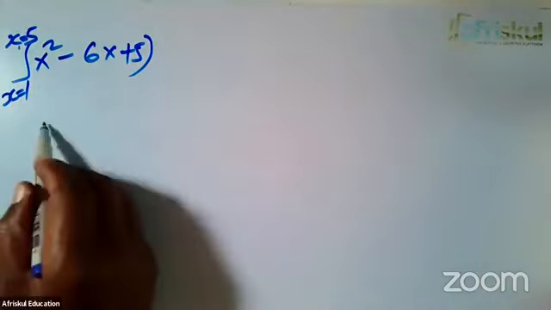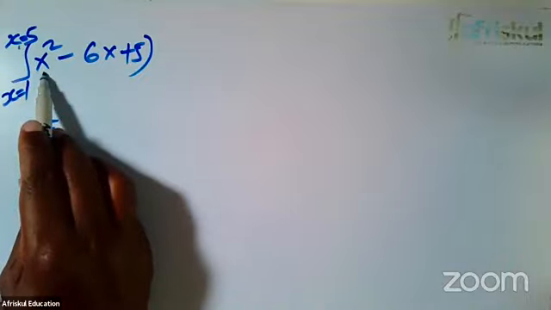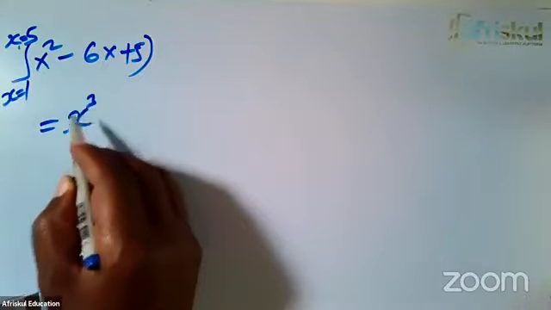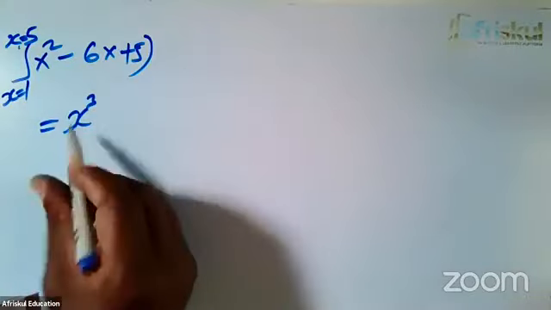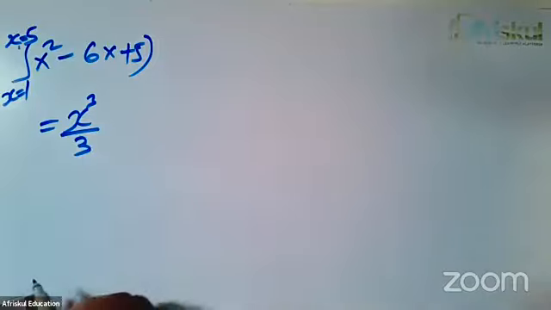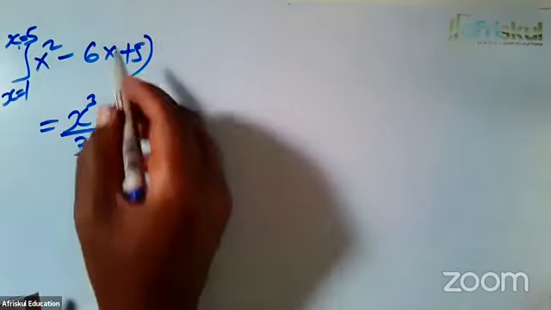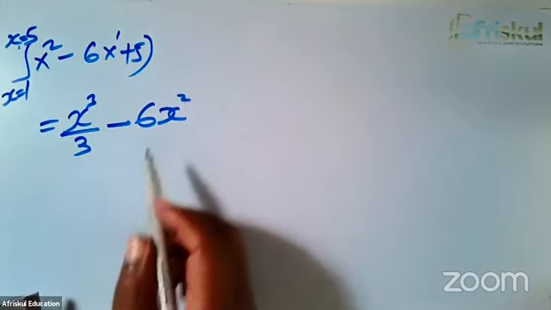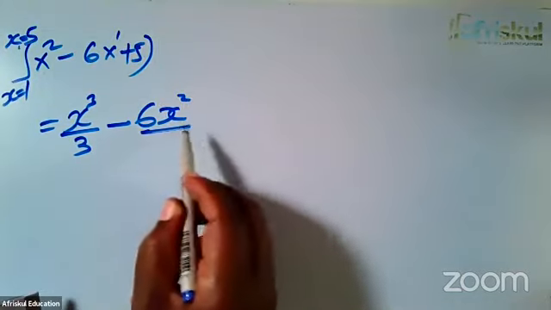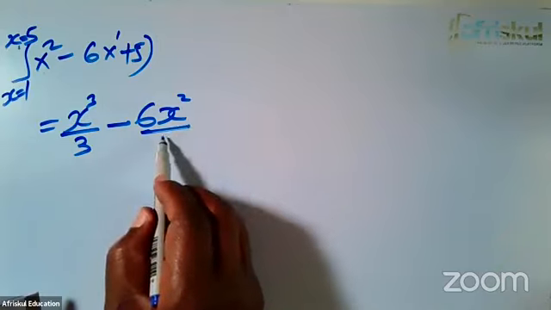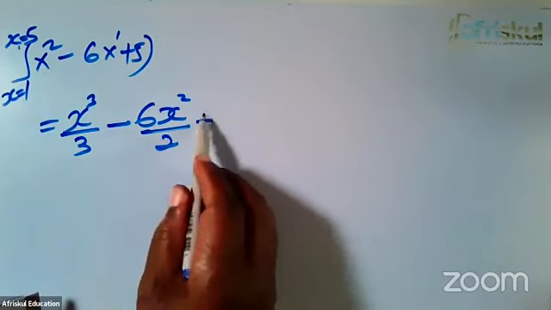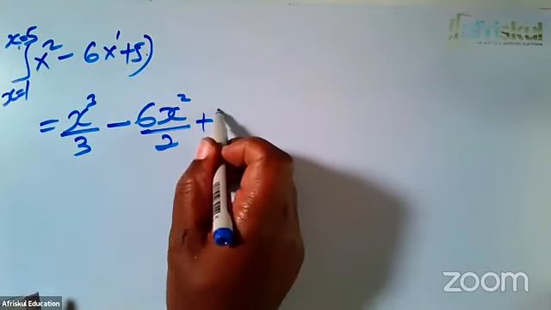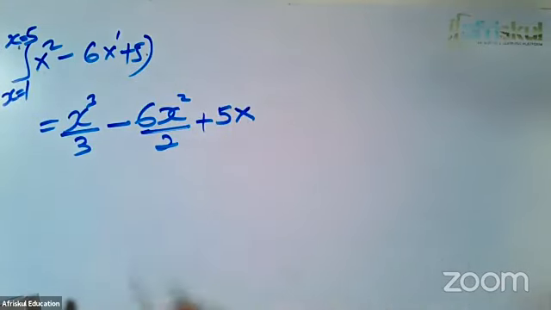What I will do, I will come and integrate this. Integration is about increasing the power by 1. So we'll talk of x raised to power 3. It was 2, now I've increased it by 1. Divide this by the new power, which is 3. Minus, this had an implied 1 there, but now that they want us to integrate, I'll increase the power by 1 and divide by the new power, 2. For integration, ladies and gentlemen, this constant will not disappear. So we'll talk of plus 5 what here?